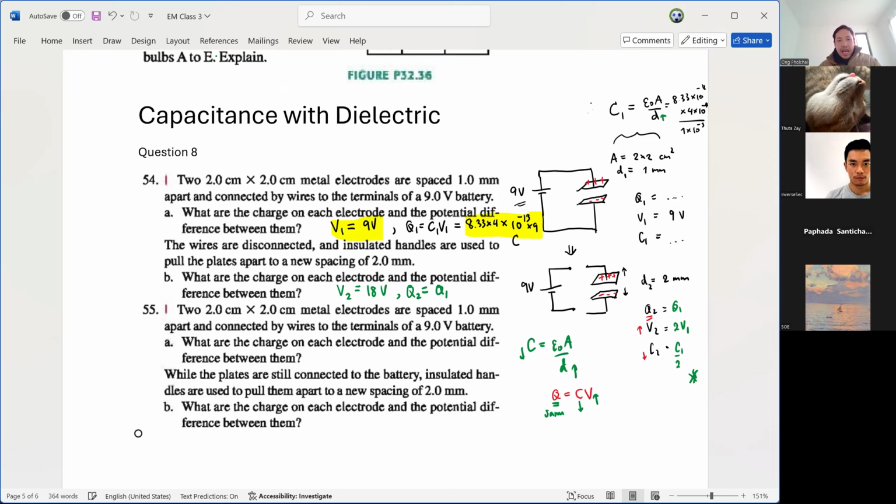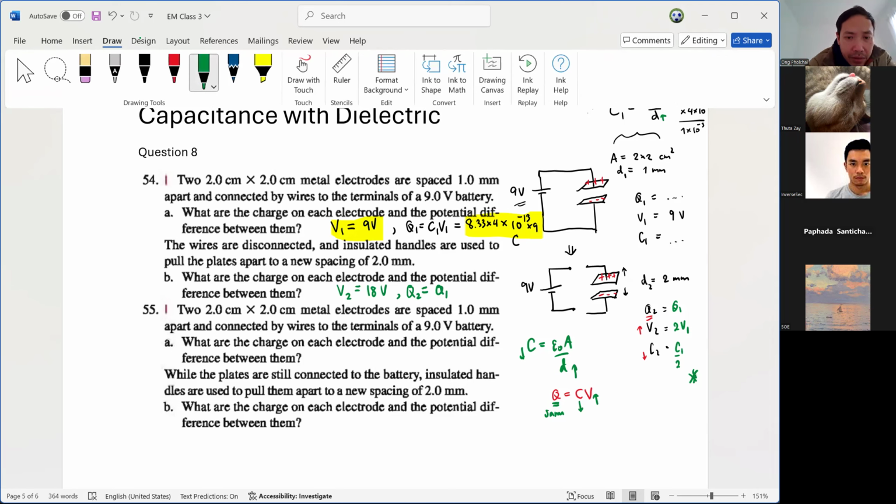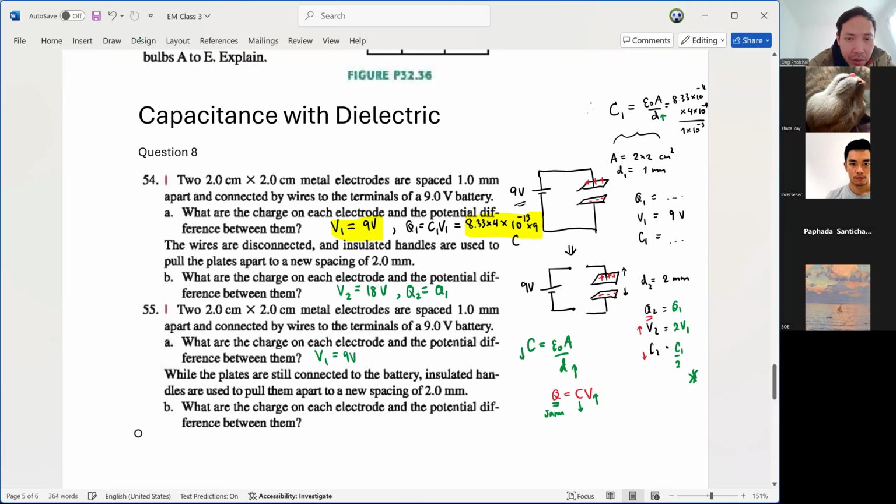Okay, let's do the last question for now, 55. So the situation is the same, except so number A will be the same, right? So I'm gonna write V1 will be 9 volt. Q1 will be this one, 8.33 times 9 times 4 times 10 to the negative 13 coulomb.